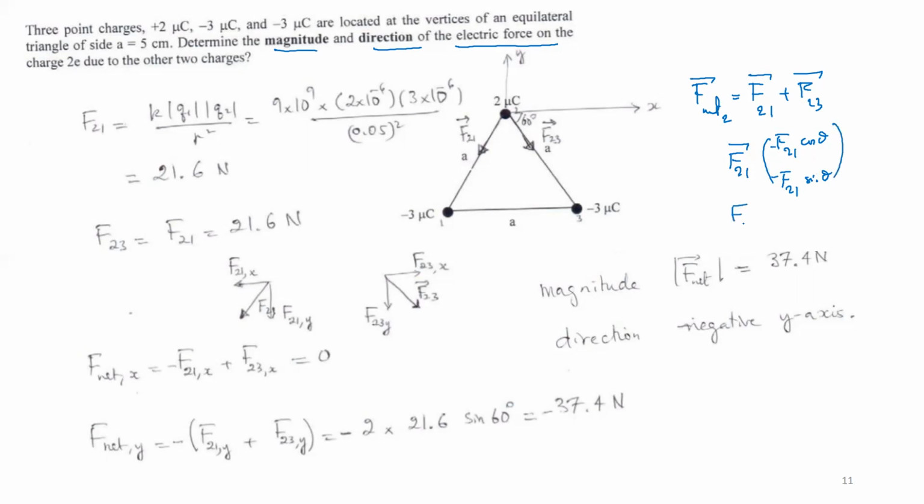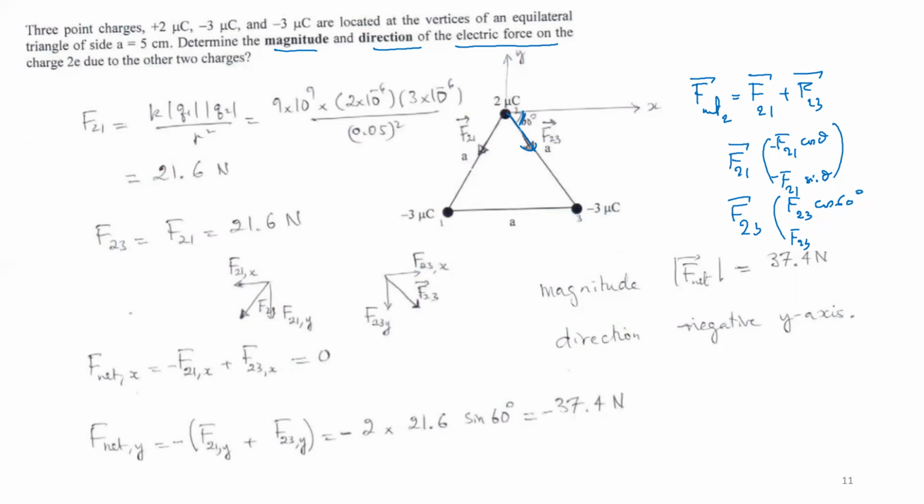And then I'll calculate the force on 2 by 3, which is this one. I'll calculate the magnitude of the force on 2 by 3, easy. The component along X will be cosine 60 degrees.